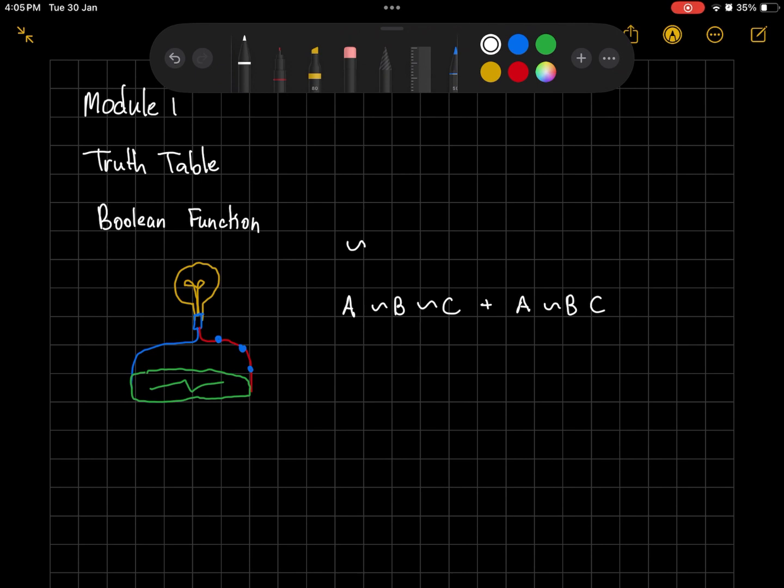To formalize this, we replace the word and with a dot symbol in our notation, resulting in the final Boolean function. Writing this in terms of Y, we get Y equals A dot squiggly B dot squiggly C plus A dot squiggly B dot C plus A dot B dot C.